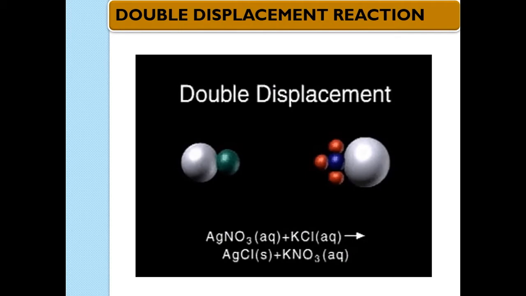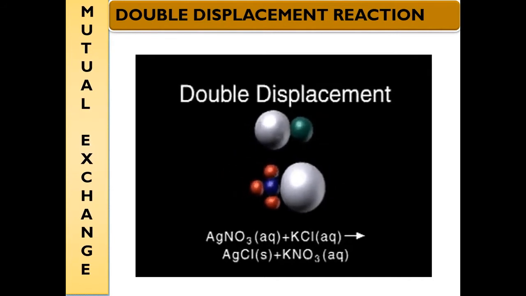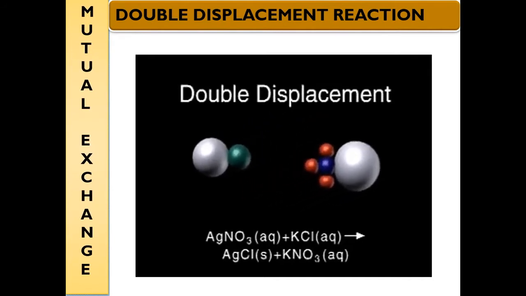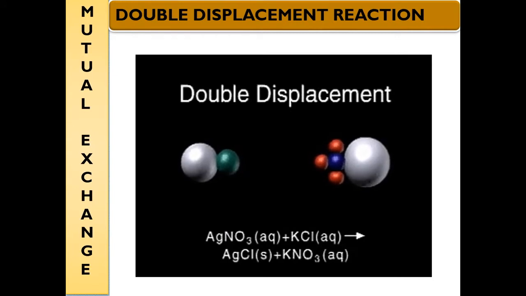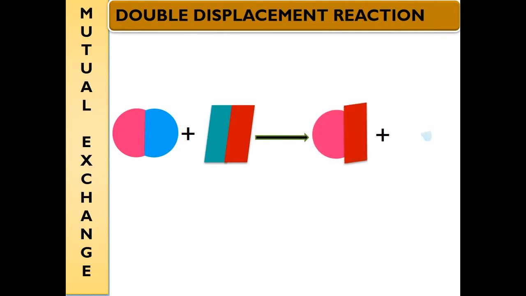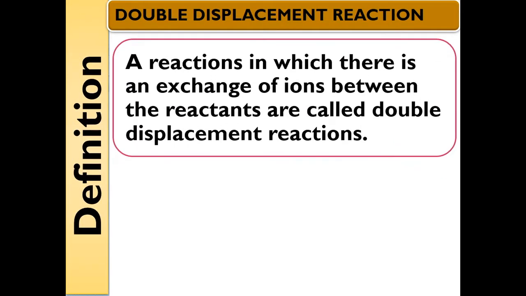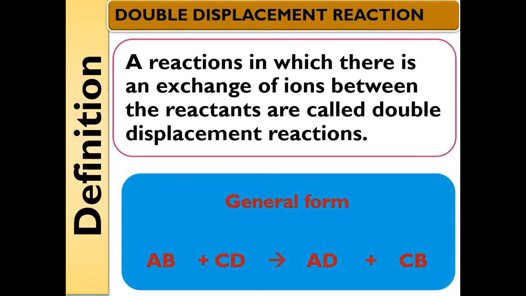This is double displacement reaction in which mutual exchange of ions take place between two reactants which happens to be ionic compounds. Again, this is simple representation of double displacement reaction. A reaction in which there is an exchange of ions between the reactants are called double displacement reaction.